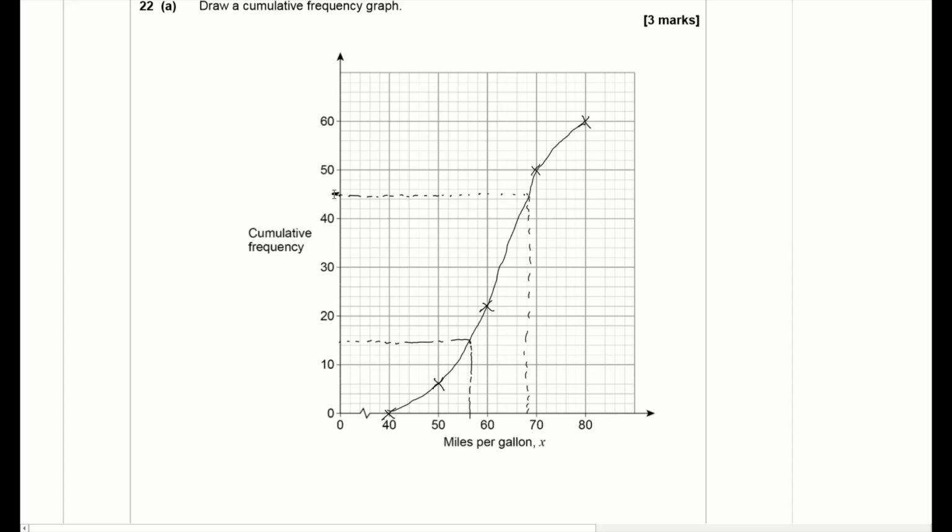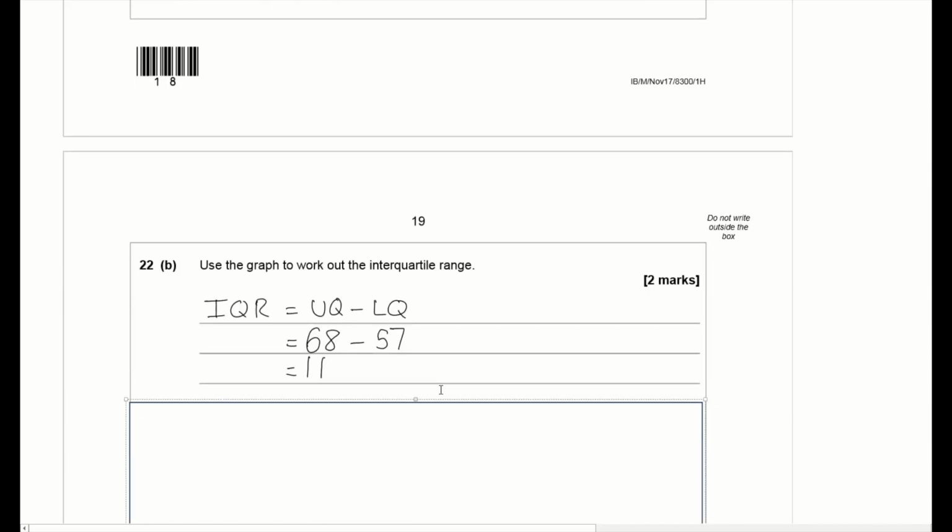You use the cumulative frequency axis to find the positions of the quartiles, but the range itself, the interquartile range, is the difference between these, the data values that you were actually measuring. So in this case 11, but you may have got 12 or 10 depending on what graph you actually drew. So you would get leeway, but it is based on your graph only.